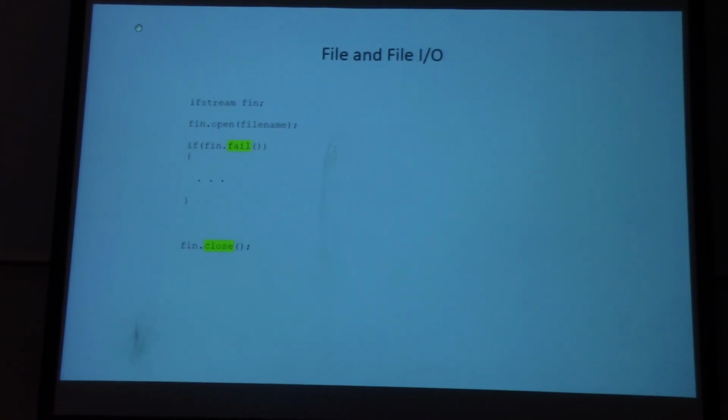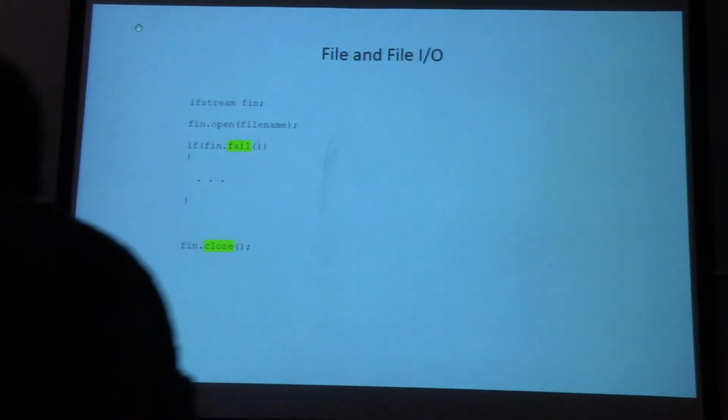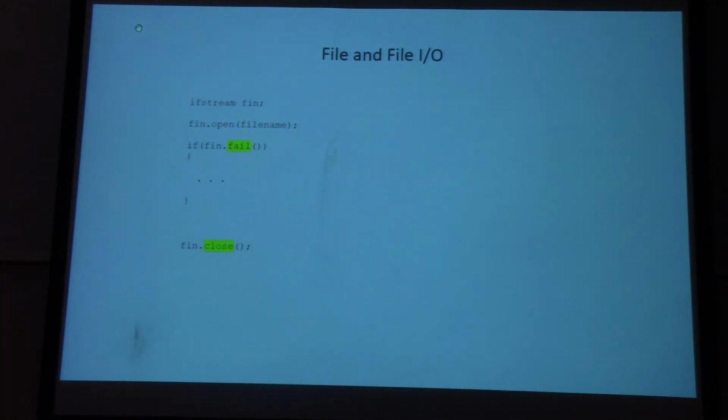Files. So let's say I have an input. IFStream is input file stream, file in. Then I say file in open, file name. Now, when I do an open, that's a method from the IFStream class, right? What will fail return? What type? Let's start with that.